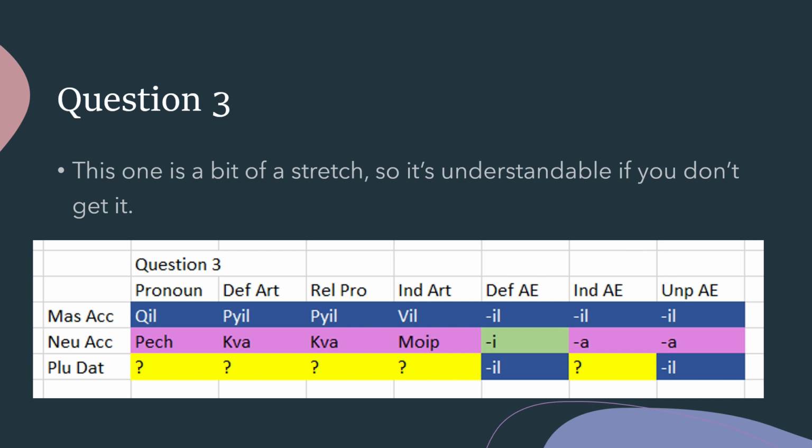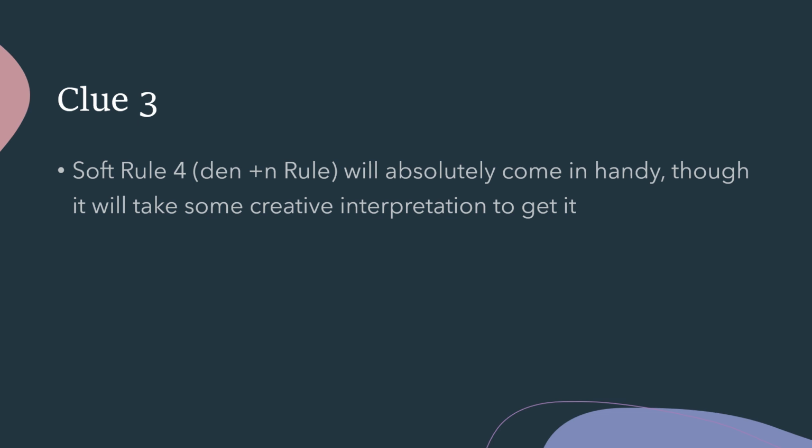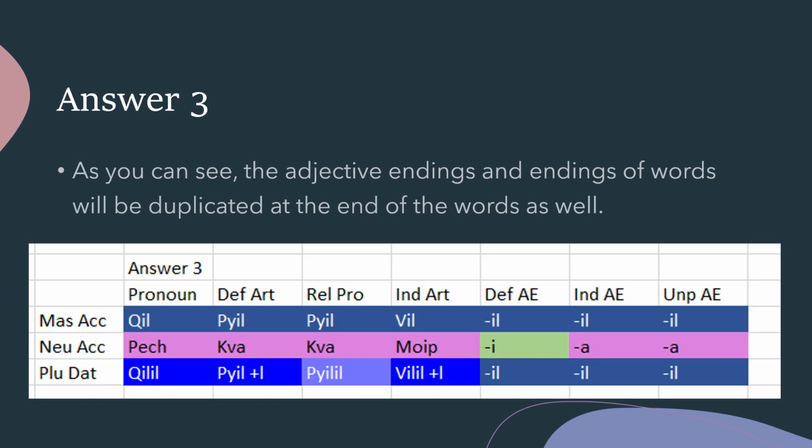Chill, peel, pule, vil. What do you think the plural dative is in this fake language? Go ahead and write it down in the comments. And now we're going to go ahead and look at the answer in 3, 2, 1. Here we have it. As you can see, the adjective endings and endings of words will be duplicated at the end of the words as well.